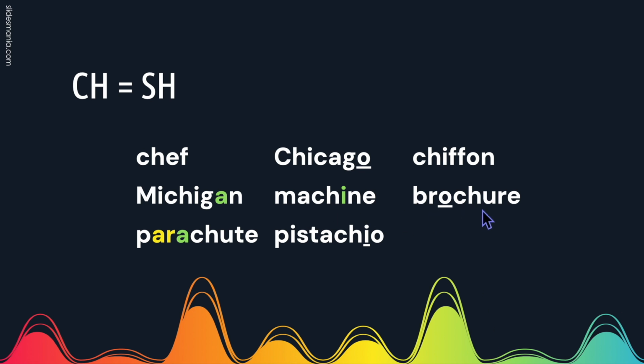Machine. Brochure. Parachute. Notice the AR is followed by another vowel, so it says air instead of R, and this A schwas, it takes on the muffled sound. Pistachio. I, when followed by an O, usually has a long E sound, so we have EO. Pistachio. That is a type of nut.